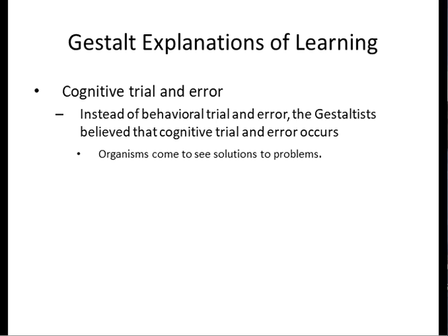But Gestaltians also believe that we have cognitive trial and error as well. So organisms can come to see solutions to problems. They test them out in their mind, so to speak. No, that won't work. Try something else. That won't work until, yes, that idea may work. So the notion is that we see this trial and error from a cognitive perspective as well, not just a behavioral one.